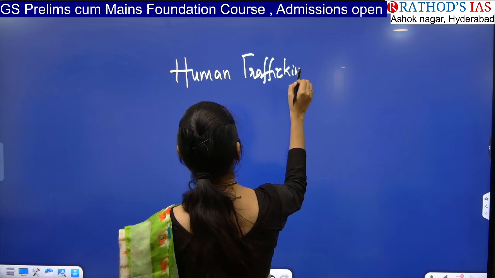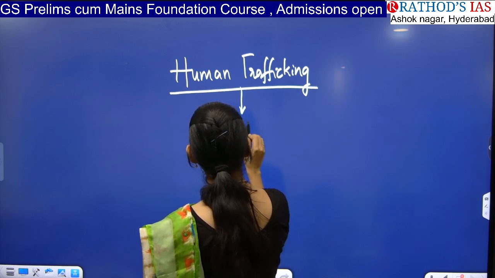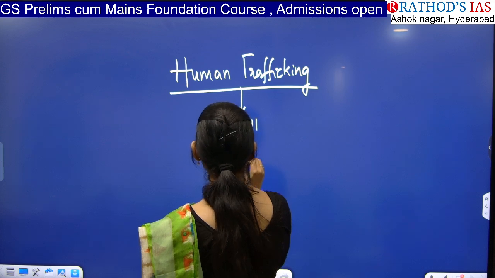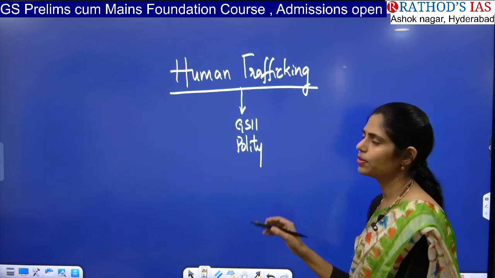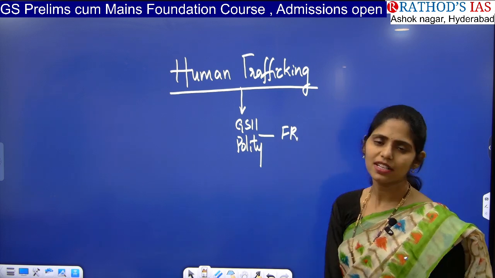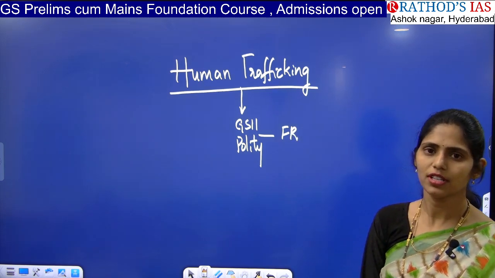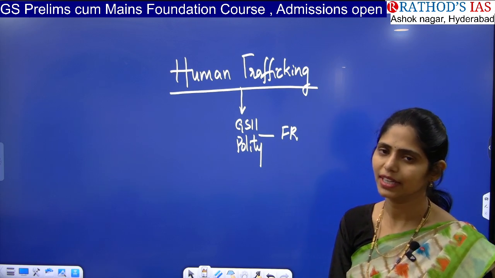human trafficking. So where will you study this human trafficking? In GS Paper 2, under polity, you will study this topic. In polity, exactly where will you study human trafficking? We have fundamental rights. The right against exploitation talks about human trafficking and drug trafficking, forced labor, etc.